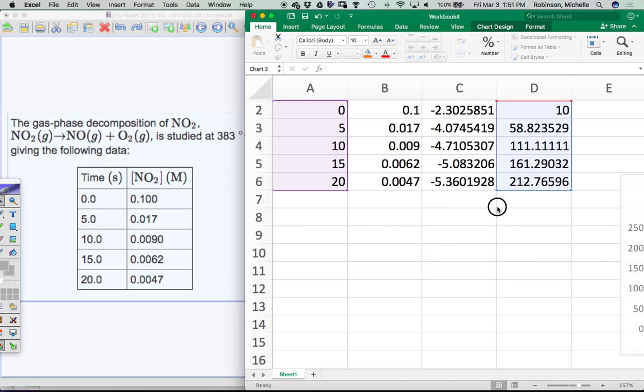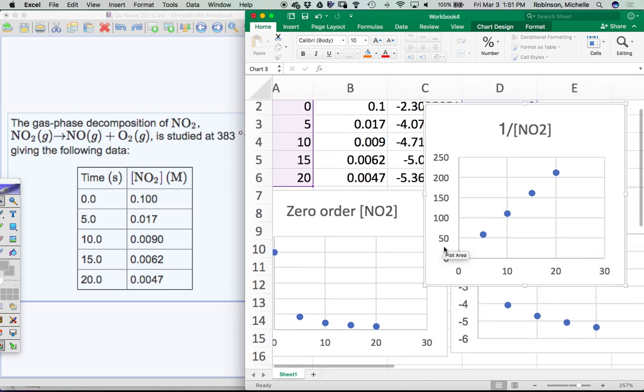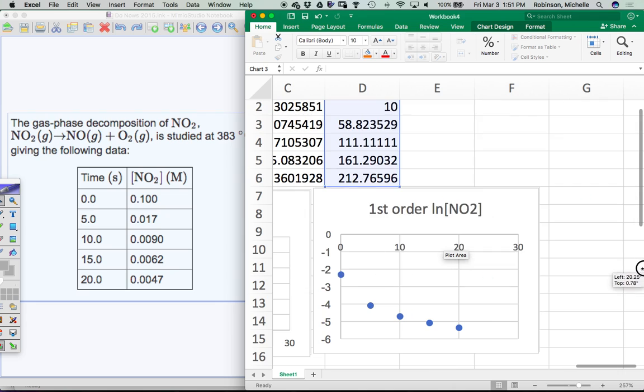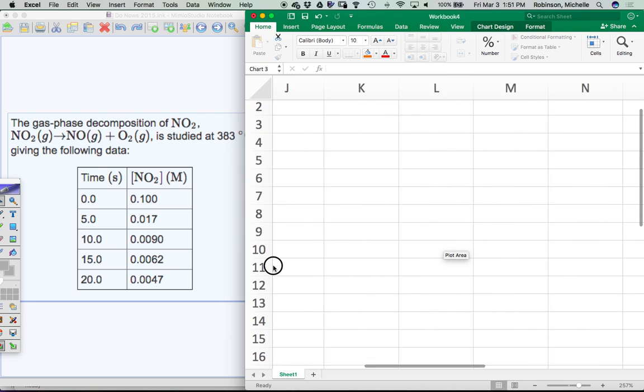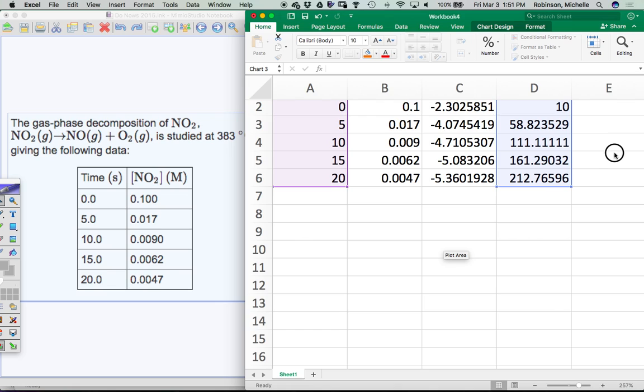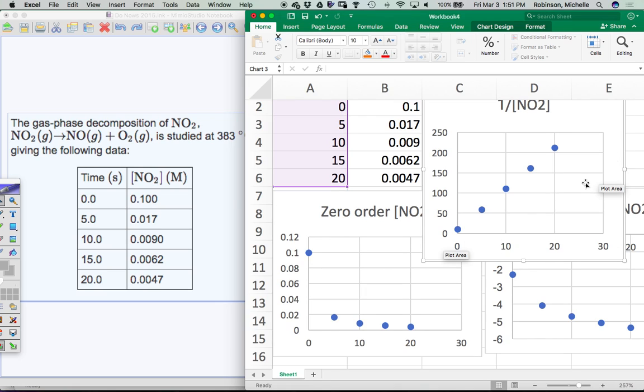Well, I got a straight line. Okay, so what order is our reaction? Second. I keep dragging it over. Second order. Can we use this on the test? You don't get to use it on the test, but you do get to use it on your homework.